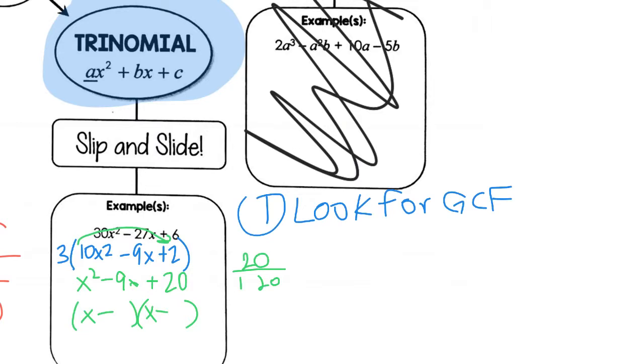I have 1 and 20, 2 and 10, 4 and 5. And I need to select the numbers that add up to be a 9. So 4 plus 5 is 9. Now, I'm not done yet. The next step of slip and slide is I have to divide by the number that I slipped over. So I'm dividing both of my factors by 10. Once I do that, I need to simplify.